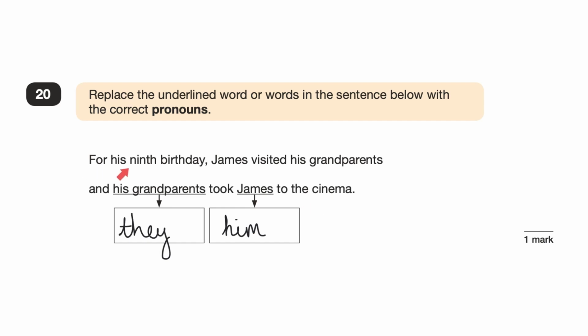And again, that's a really good tip, especially with these pronoun questions: once we've put something in here, some pronouns, let's read them back to ourselves just to make sure that they make sense in the new form. And they, because there's 2 of them, took James, him, to the cinema. And again, we know that James is traditionally a boy name or a male name, so we would use him. That would get us 1 mark, and we'd move on to the next question.